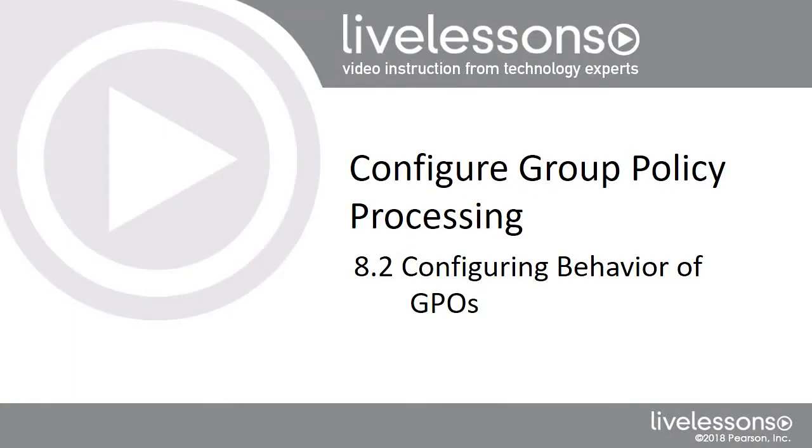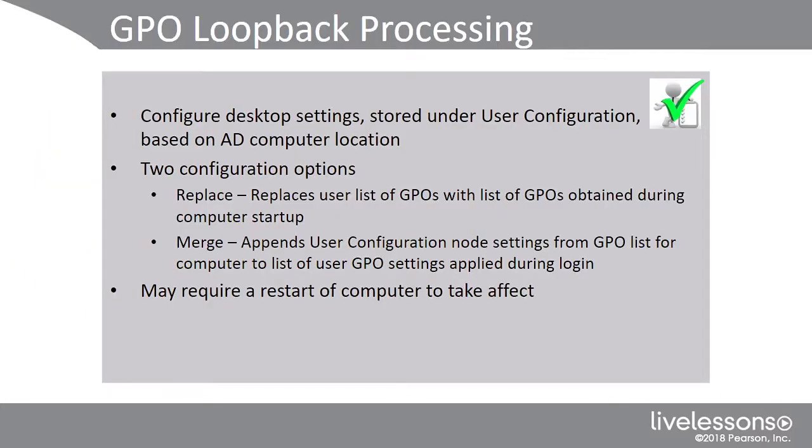And as we move into our next sub-lesson on configuring group policy processing, we're going to look at configuring behavior of some unique situations when GPOs are applied. The first one we're going to begin with is called GPO loopback processing. And this is normally applicable when you have certain computers that you want to have a standard desktop, regardless of who logs in. This could be like kiosk machines.